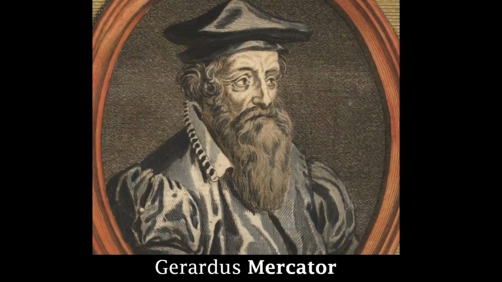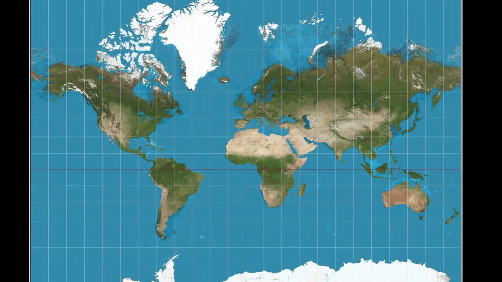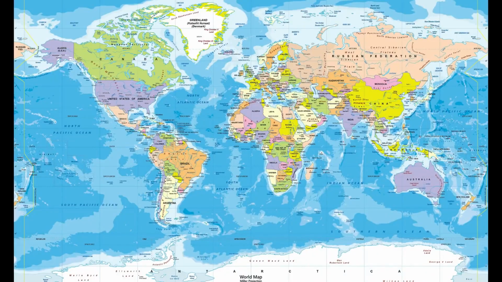Gerardus Mercator was a Flemish geographer and cartographer and is responsible for the Mercator projection for navigation, in which north is up and south is down. It is pretty much the same map we refer to today as the standard map of Earth.